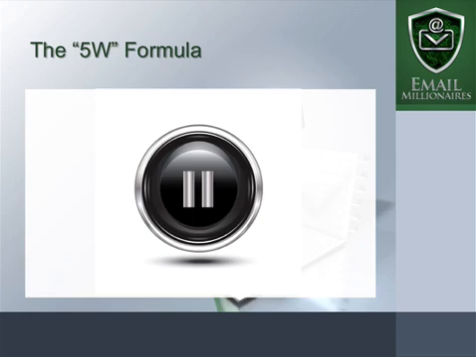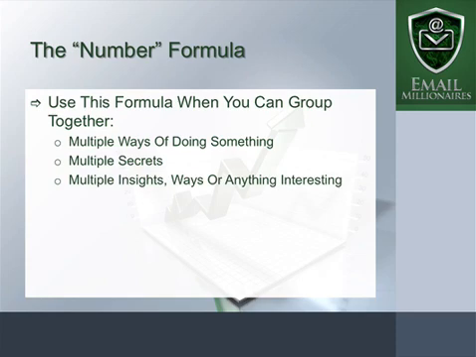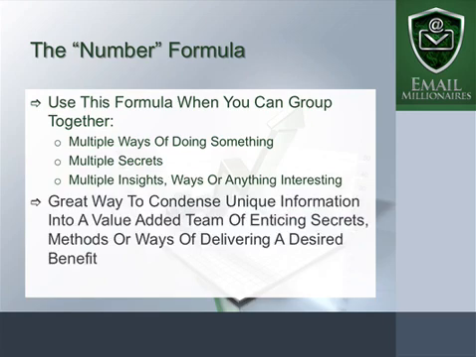All right, the next formula is the number formula. And you're going to use this kind of copy when you can group together multiple ways of doing something, multiple secrets, or multiple insights or ways or anything interesting. That's going to make a little more sense as we work through this. But it's a great way of condensing unique information into a value added team of enticing secrets, methods, or ways of delivering a desired benefit.